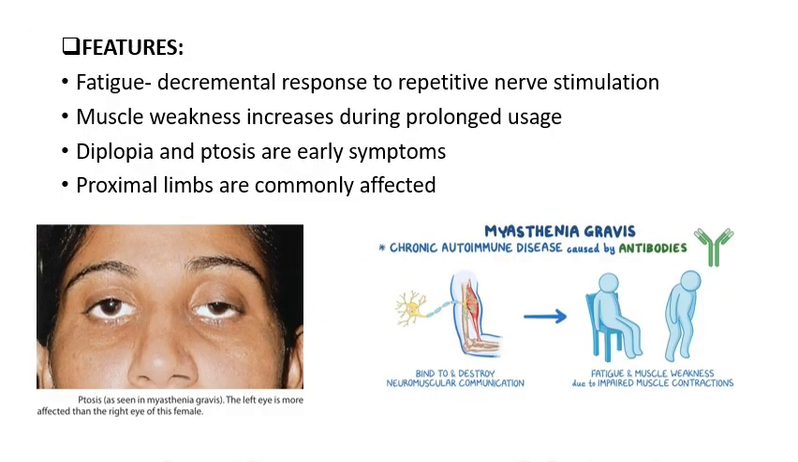Features of the disease include fatigue. Patients show decremental response to repetitive nerve stimulus. That means the more they work, the more they get fatigued. Muscle weakness increases during prolonged usage. Diplopia and ptosis are early symptoms. Proximal limbs are commonly affected. This image shows a patient with ptosis.